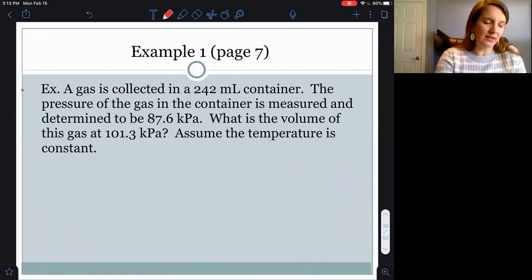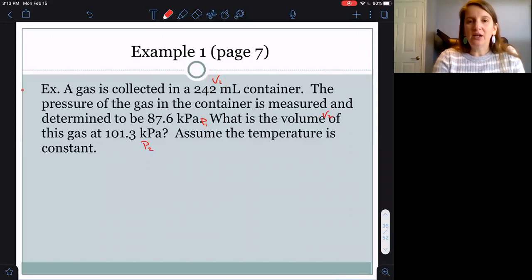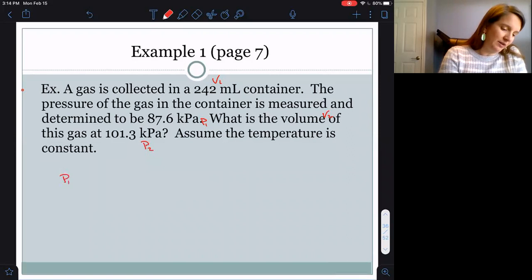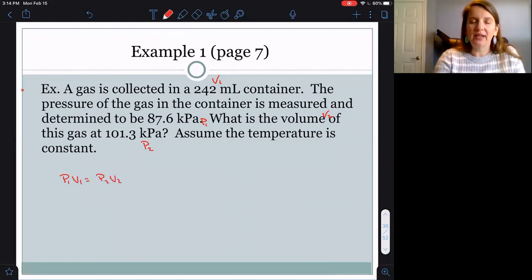It tells us that we're collecting a gas in a 242 milliliter container. So that's a volume. The pressure of the gas in the container is measured and determined to be 87.6 kilopascals. So that's pressure 1. What is the volume, so V2, of this gas at 101.3 kilopascals? That's pressure 2. We want to assume the temperature is constant. So as you can see, we only are dealing with pressures and volume. So we're only going to use the top part of that combined gas law that has P1V1 equals P2V2, and we can ignore the n and the T that are in the denominator.